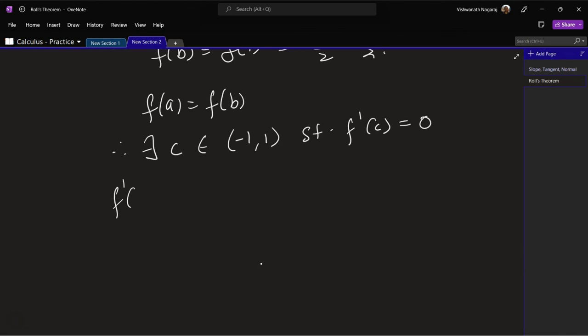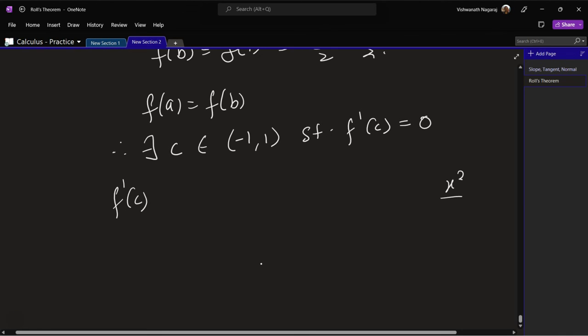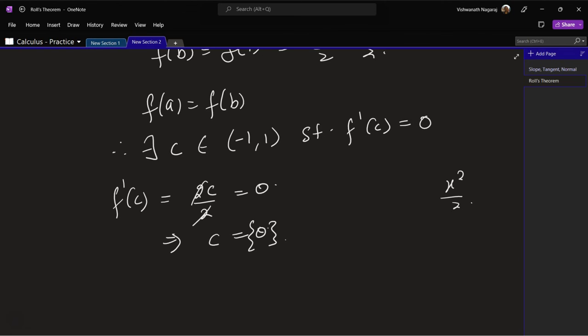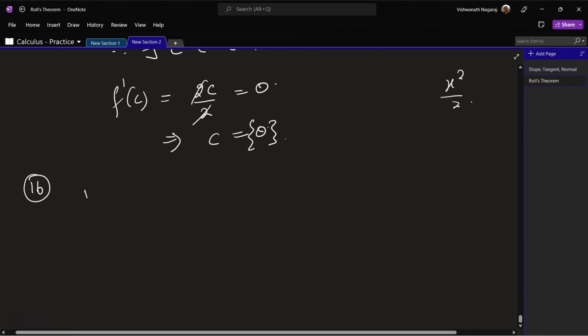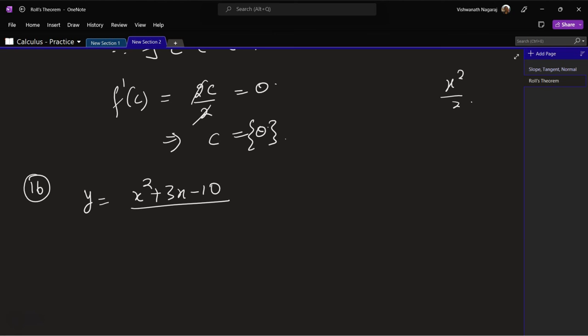Now f prime of c of x square by 2 is equal to 2c by 2 equal to 0, which implies c is equal to 0. So that's the only one value at which the tangent would be a horizontal line or the slope will be 0. 16th one. y is equal to x square plus 3x minus 10 divided by minus x plus 3 in the closed interval minus 5 comma 2.